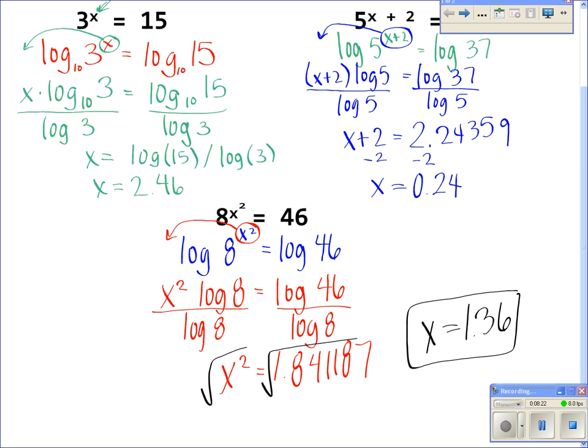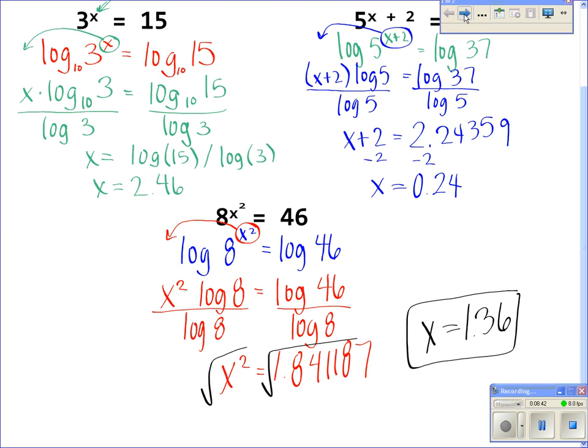All right, so just to recap this slide before the last page, anytime you don't have two sides where you can change the bases to the same number and you have your variable in the exponent, you want to log both sides and then pull that exponent down front and get x by itself.